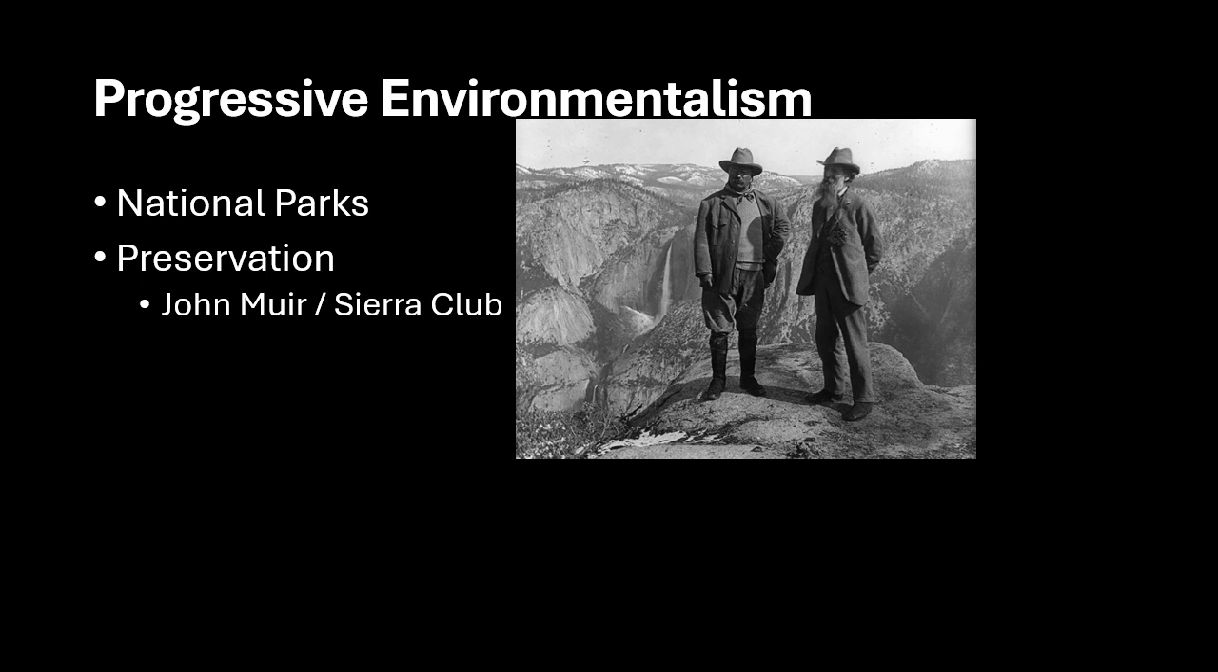Now, the second progressive view on this is the conservationist view, and this is the other guy in this picture, President Theodore Roosevelt. So Roosevelt and the conservationists are promoting the idea of, yes, protect the lands that are there, but make some economic use out of the land, but do it in a way that is going to be responsible.